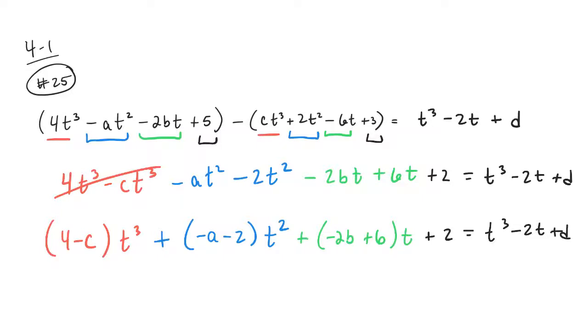Negative a, that goes right here. Minus 2, that goes right here. So there's no need for this middle line. There's no need for this middle line at all. I'd say we just jump right to the third line shown right here. And at this point, now it's equating coefficients. The coefficient of t cubed on both sides has to be the same.